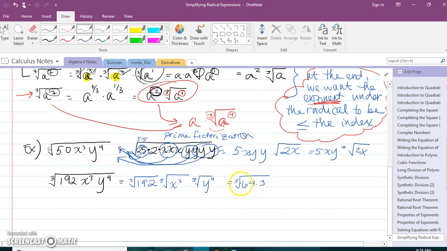And then what some people like to do, well, cube root of x cubed is just x. And then this is y to the fourth right here. So some people say, okay, the biggest perfect cube under here is one y cubed. And then what's left over is just y to the first, because 3 plus 1 is 4. So then cube root of 64 is 4 times the cube root of 3.